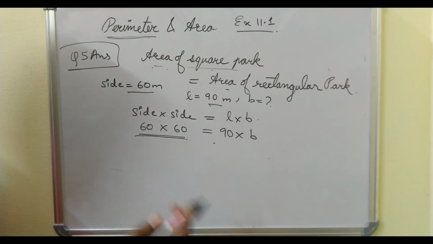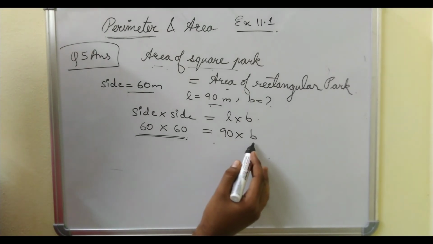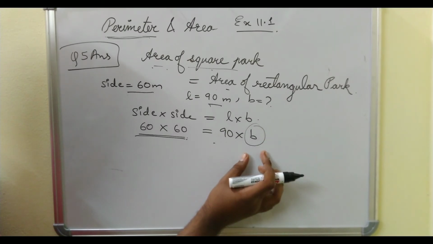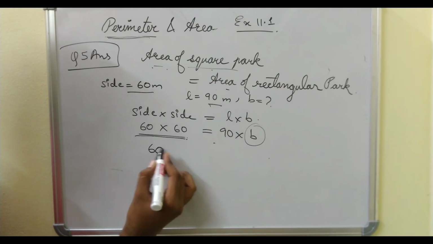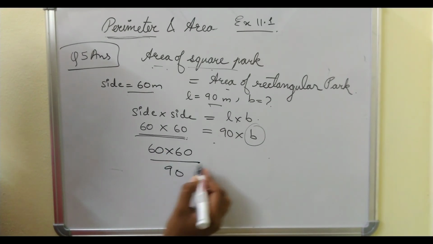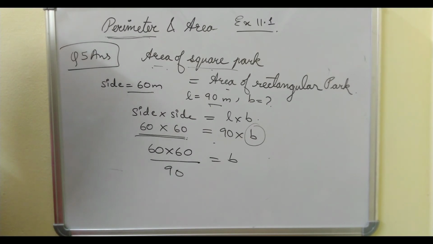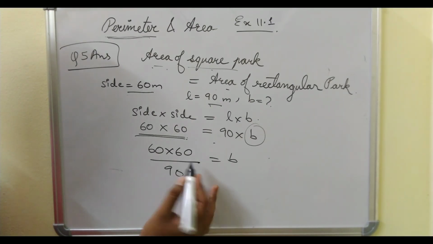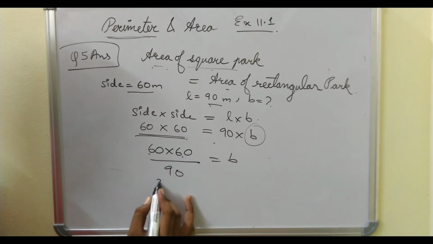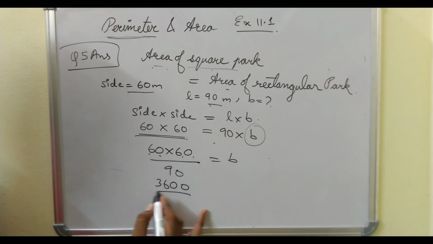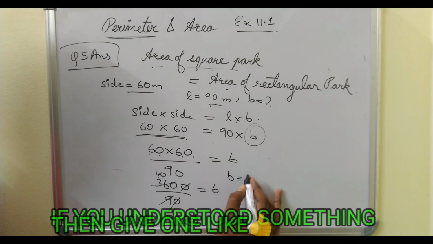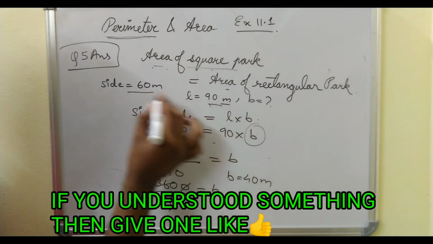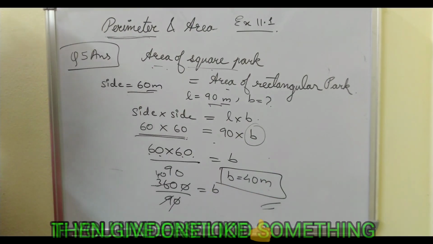Now we have to find B. B you keep as it is here. 90 is multiplied with B. When it goes this side, it gets divided. So it's basically 60 into 60 by 90 equal to B. Right? Now, 6 6s are 36. 2 zeros by 90. 9 4s are 36, so 40, which is equal to B. So B equal to 40 meter. It is in meter, right? So 40 meter is the required answer.